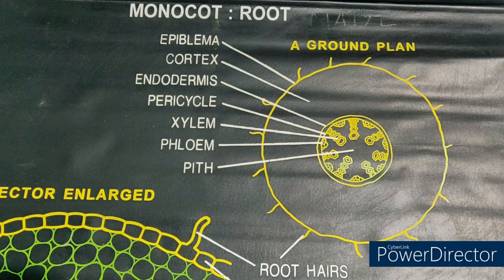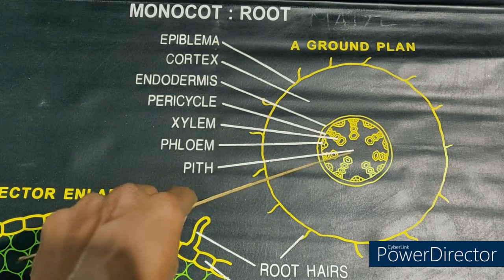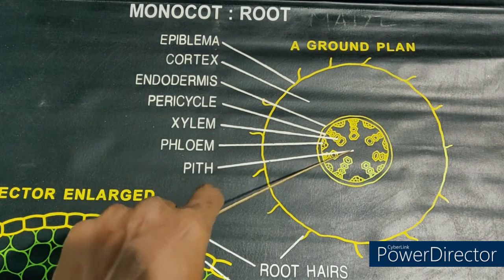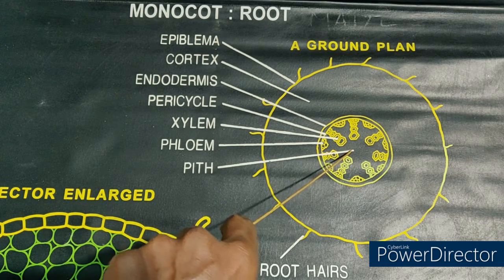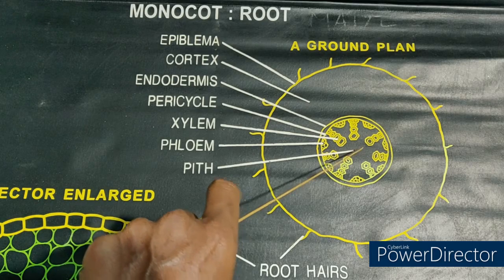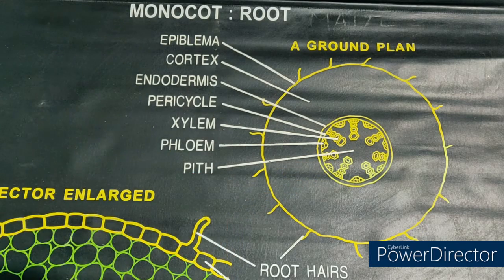So almost similar. The only difference is that in dicot root, in matured roots there is no pith, but here you have pith at the center. That is the main difference between dicot root and monocot root. So with these four topics, we'll enter into the concept.